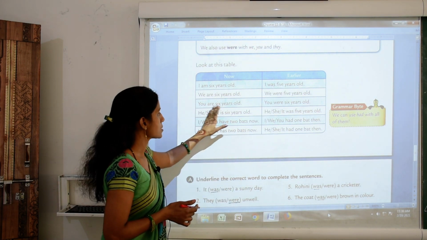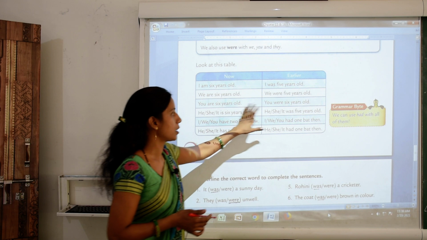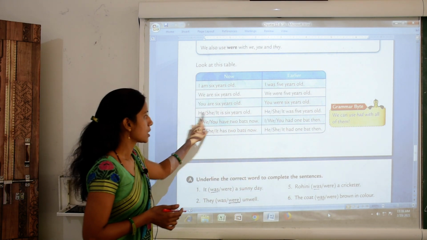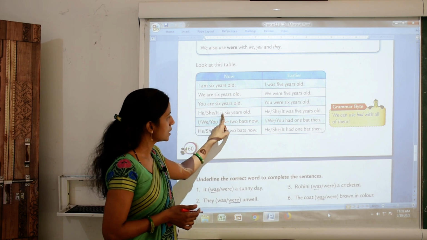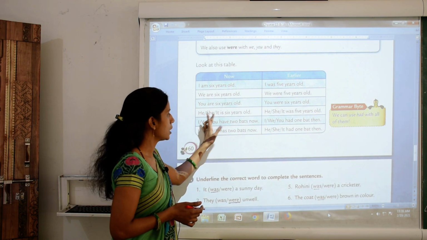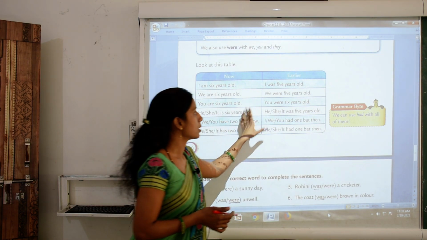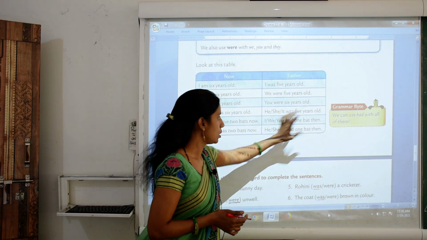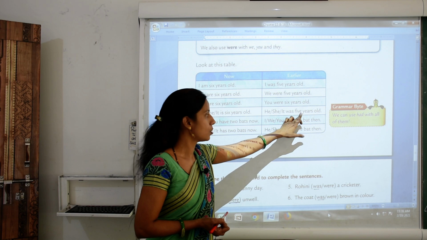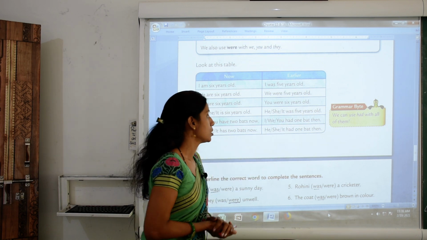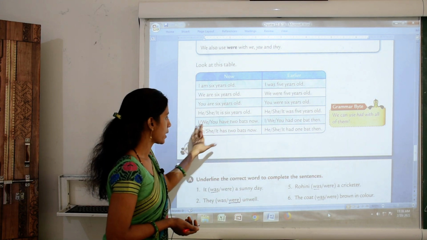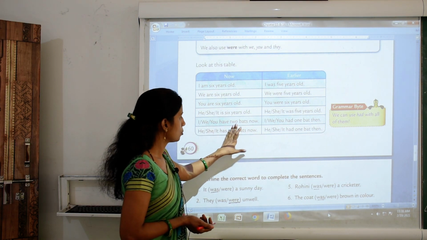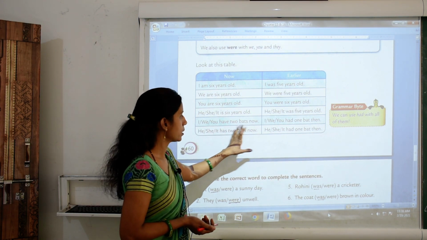Okay. You are 6 years old and you were 5 years old. He, she, it. He is 6 years old, she is 6 years old and it is 6 years old. Okay. And at an earlier time he was 5 years old, she was 5 years old and it was 5 years old. Next, I have 2 beds now. We have 2 beds now and you have 2 beds now.